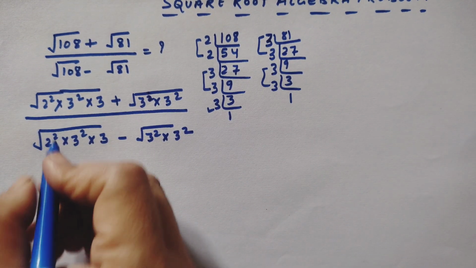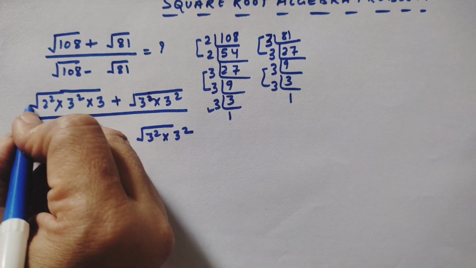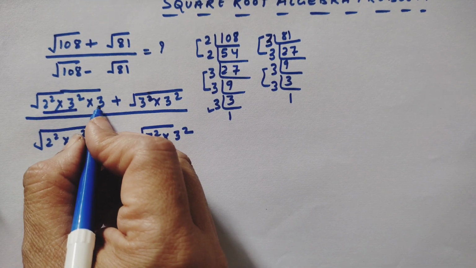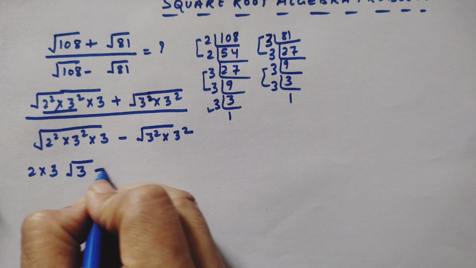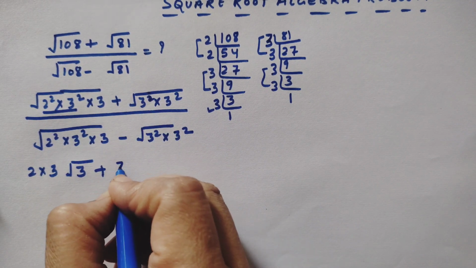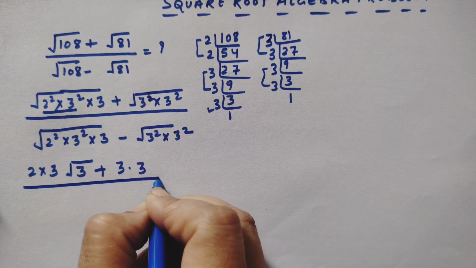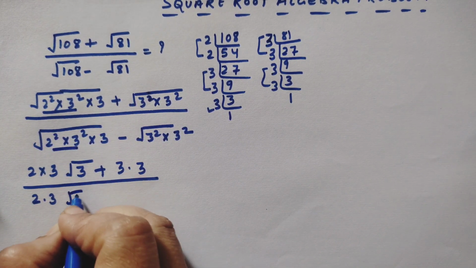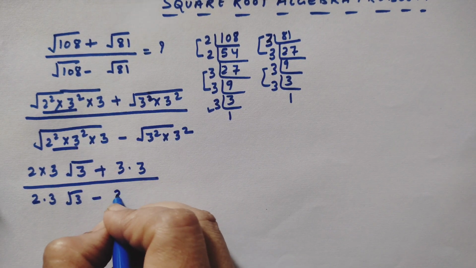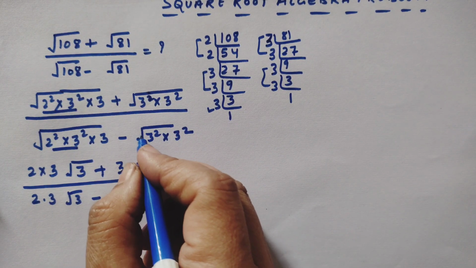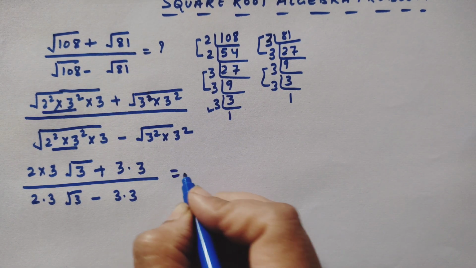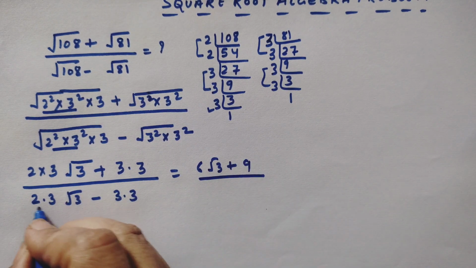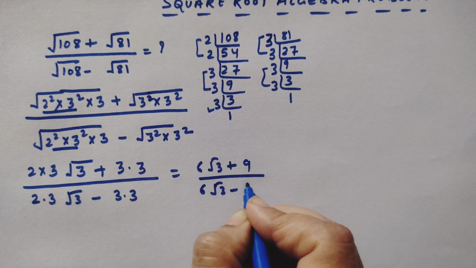After this step, you can see this 2 square and 3 square go outside and are released from the square root: 2 into 3, and inside 3 is remaining, plus 3 square into 3 square gives 3 into 3. Upon the same thing, 2 into 3 is outside, and this 3 is remaining inside the square root, and here 3 into 3 is also released from the square root. So the result is 2 3s are 6 root 3 plus 3 3s are 9, and here 2 3s are 6 root 3 minus 9.